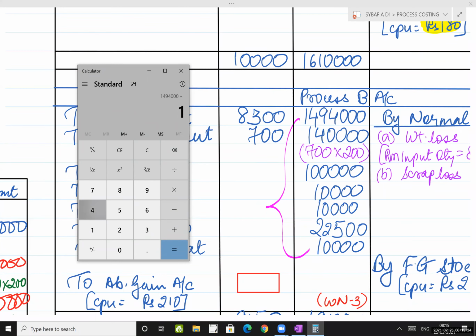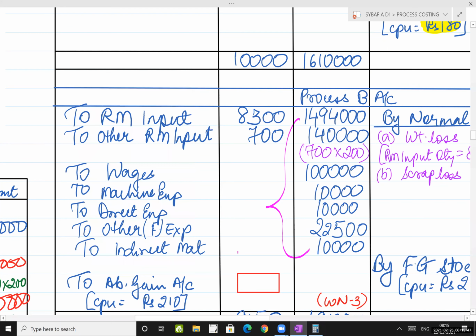14,94,000 plus 1,40,000 plus 1 lakh plus 10,000 plus 10,000 plus 22,500 plus 10,000. 17,86,500. Okay, don't forget this total. 17,86,500, the debit side total.